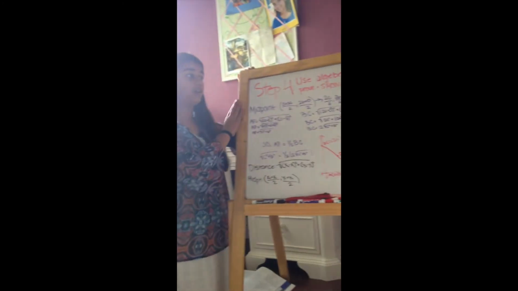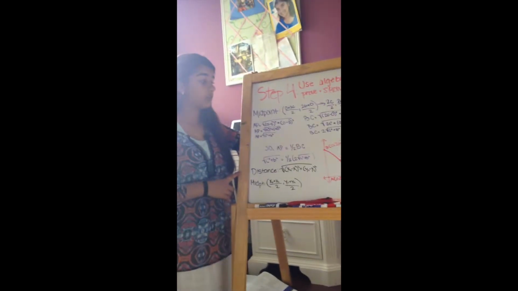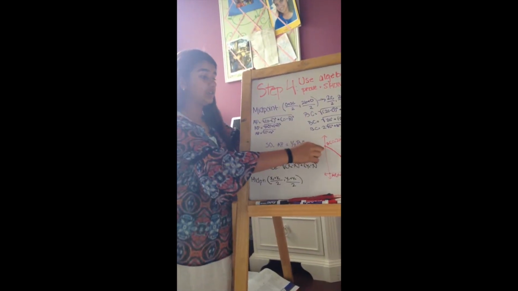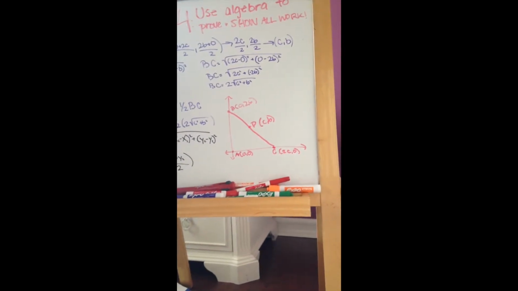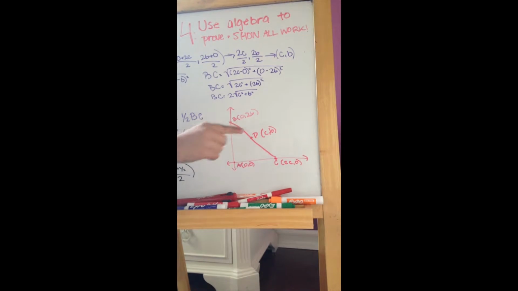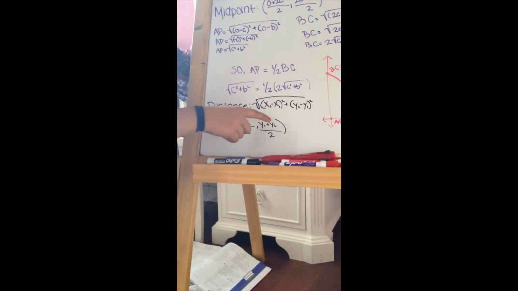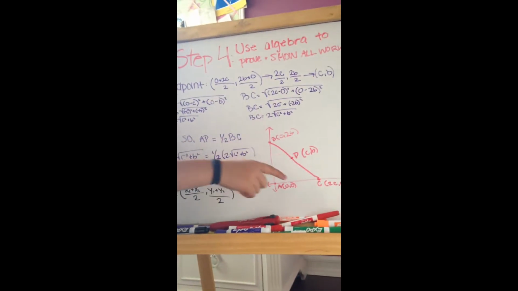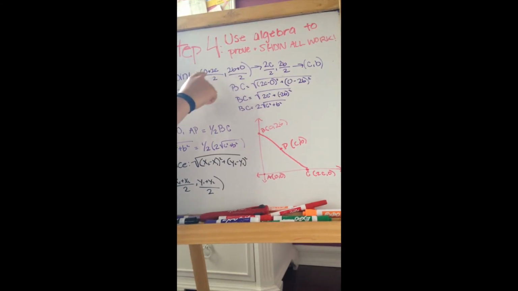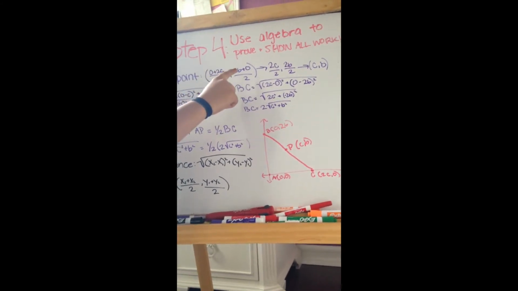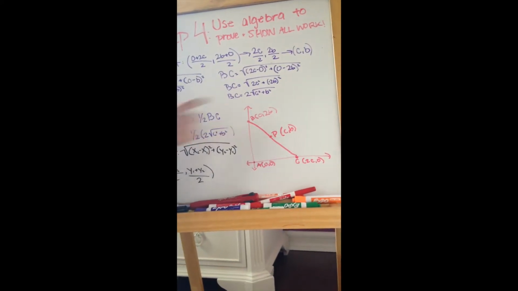Okay, so now we're at step 4, where we're going to use algebra to prove our statement and show all our work. So we know that B is 0, 2b, and C is 2c, 0. We need to solve for P, so we can find the coordinates of P. So using the midpoint formula, which is x1 plus x2 over 2 and y1 plus y2 over 2, we're going to plug these points in, so 0 plus 2c over 2 and 2b plus 0 over 2, which simplifies to c, b. So now we know that P is c, b.